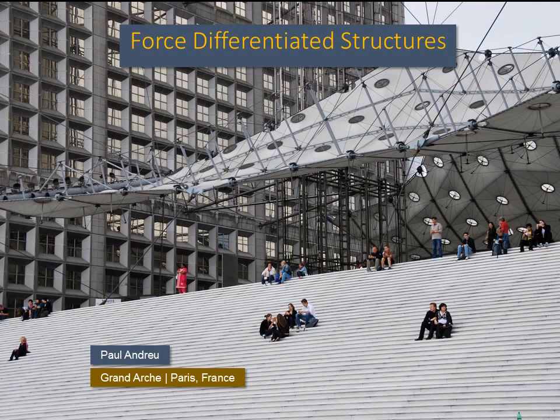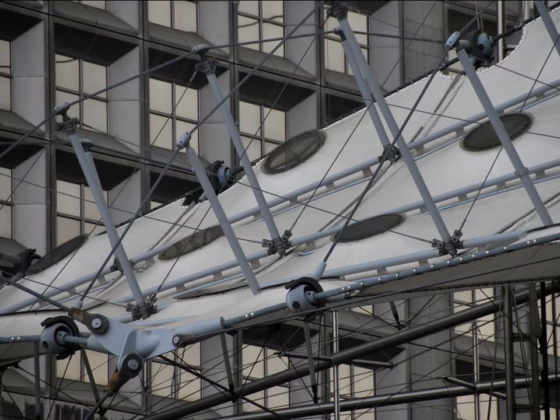If we can understand and differentiate to identify the members that are only ever subjected to tension and those that experience compression, we can use this knowledge to create force-differentiated structures. The design of the steel system on the Grand Arch made clear use of more substantial members to resist compressive forces and thinner cables to resist tensile forces.